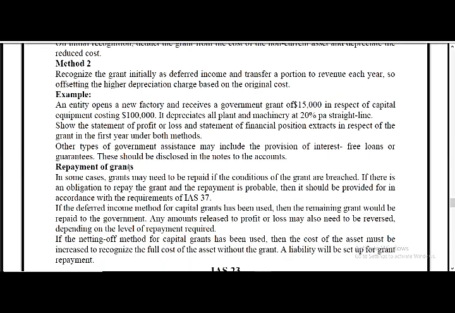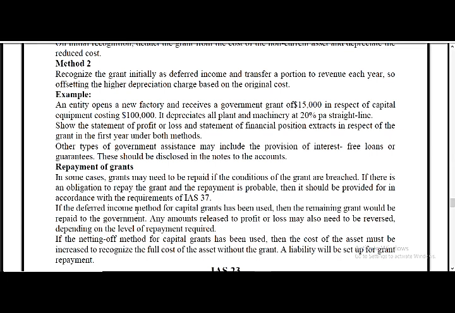Now they are saying repayment of grants. In some cases grants may need to be repaid if the conditions of the grant are breached. If there is an obligation to repay the grant and the repayment is probable, then it should be provided for in accordance with IAS 37. What is provided? Provision. We create a provision. When we do IAS 37, we'll go through it.